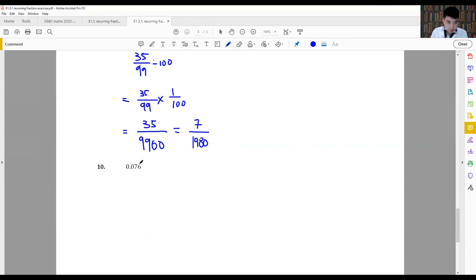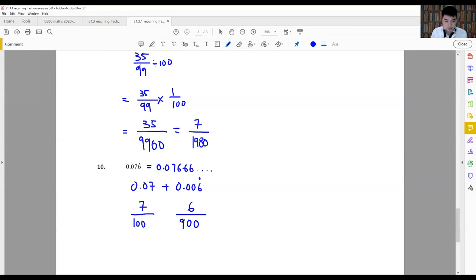This 0.0766 is the recurring number. It's actually equal to 0.07666, so on and so forth. Breaking it apart is actually 0.07 plus 0.006. Now, as we know earlier, 0.07, okay, can be written as 7 over 100. 0.006 can be written as 6 over 900.